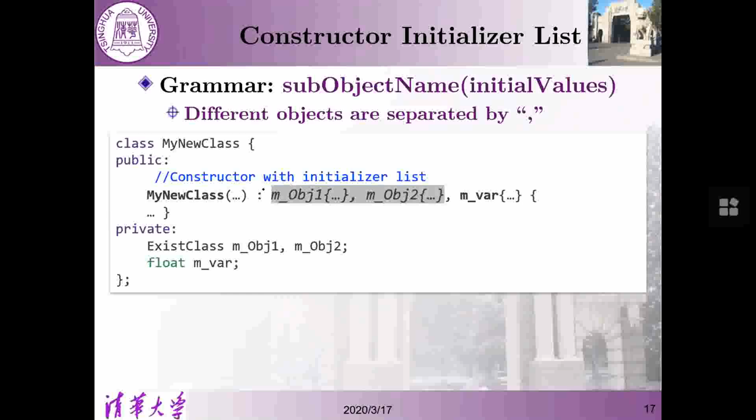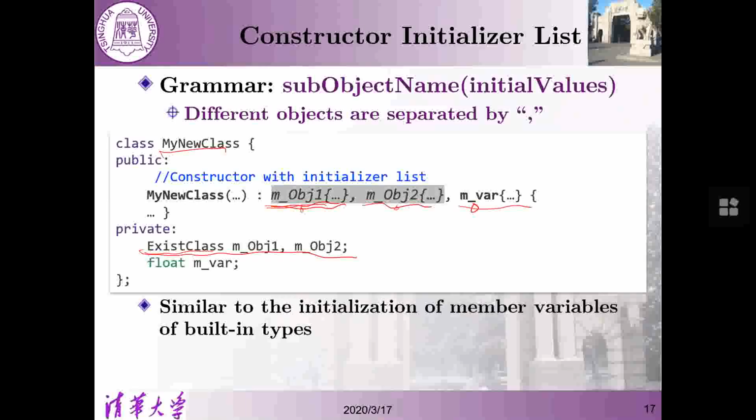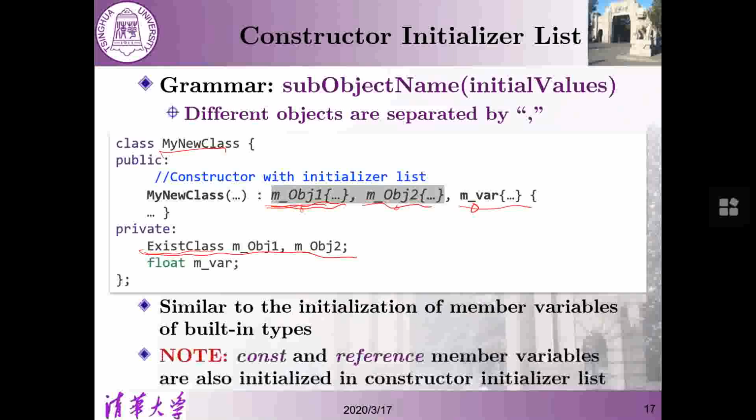So this is the grammar. We have a new class and some members of an existing class, and then we can use this. It's similar to initializing member variables. In this way we call the constructor of this existing class. So this is the initializer list. It's similar to built-in types, and we have already learned that const and reference members are always initialized in this list.